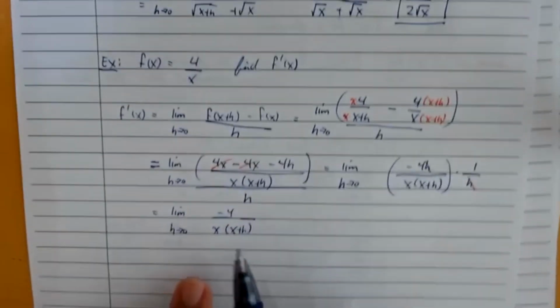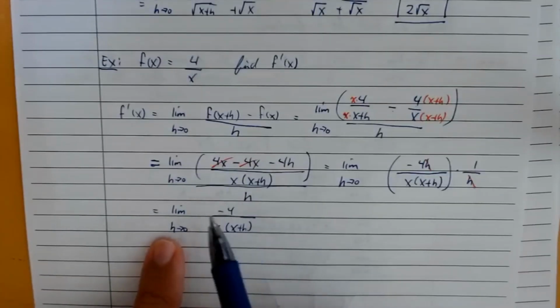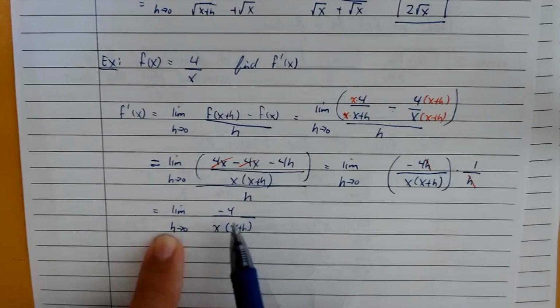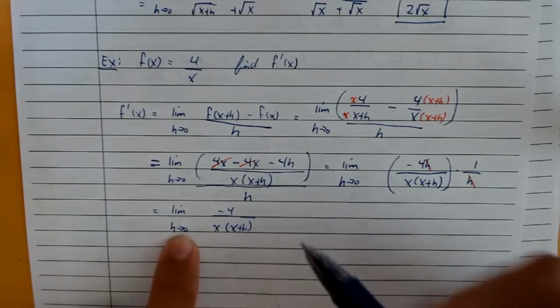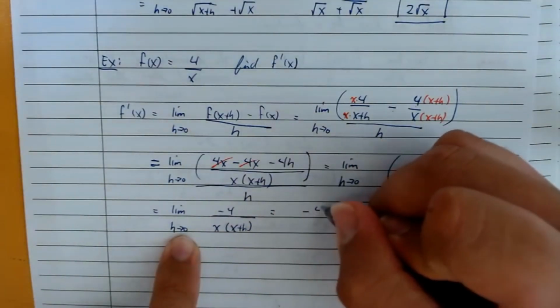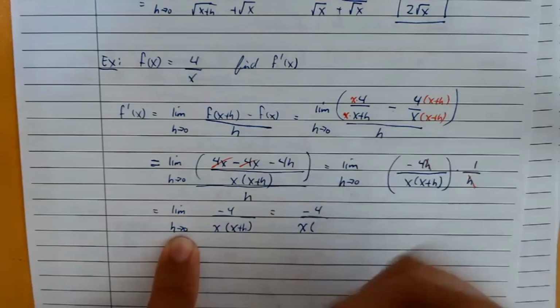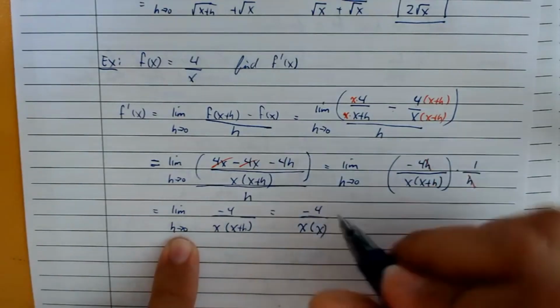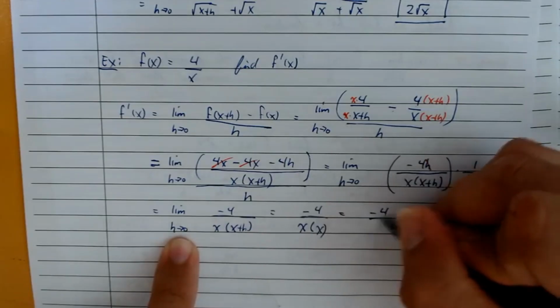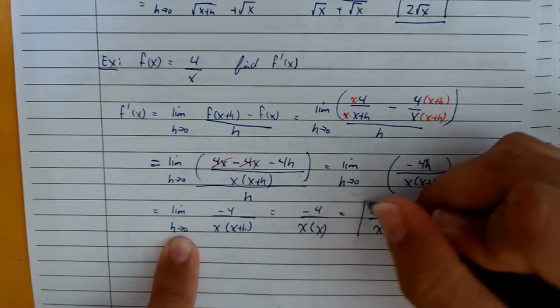But now I'm taking a limit. Notice there's no h in the numerator, so that's just going to stay the way it is. And here I'm taking the limit of a product, which means I can take the limit of each piece on its own. This one doesn't have an h, so that's going to stay the way it is also. Oh, but this one does have an h. Notice that it's a polynomial. When you take the limit of a polynomial, you can just plug the number right in. So here I can just plug in h is equal to 0. So this will give me negative 4 over x times x plus 0, which I'll just write as x. And since x times x is x squared, I can write my result as negative 4 over x squared.